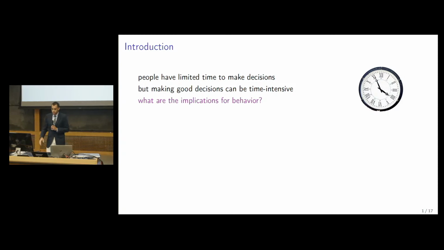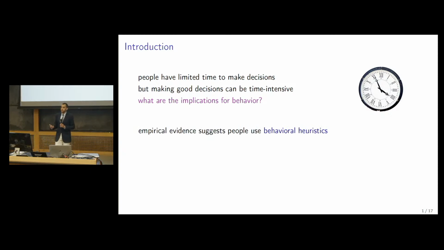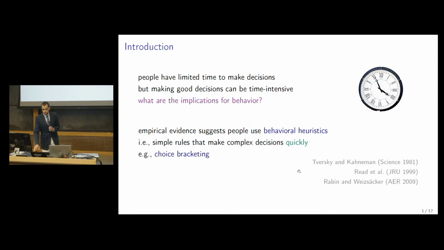Now, a natural place to start is to look at the available empirical evidence. And by and large, that evidence suggests that people respond to time constraints by using behavioral heuristics. These are simple rules that help us make complex decisions quickly. One example of a behavioral heuristic that will be especially important in this talk is called choice bracketing. So choice bracketing, roughly speaking, says that when a decision maker faces multiple different decisions, she will make each decision without considering the rest. And this is something that has found widespread empirical support both in the lab and outside the lab. So what I want to do is start with an example of choice bracketing and then try to understand it from a computational perspective.